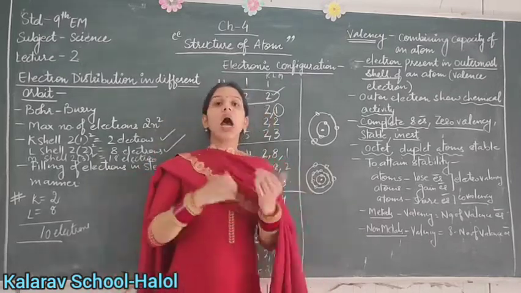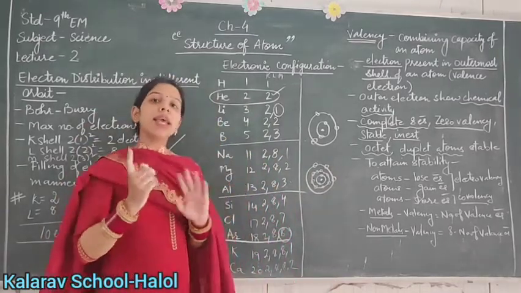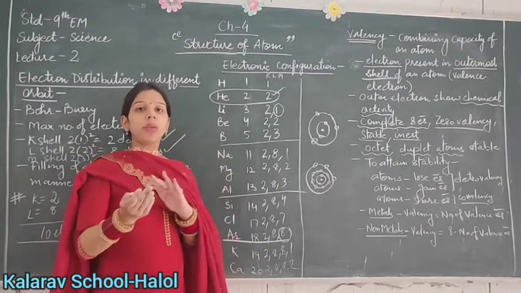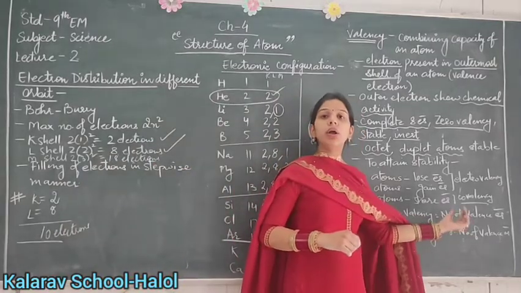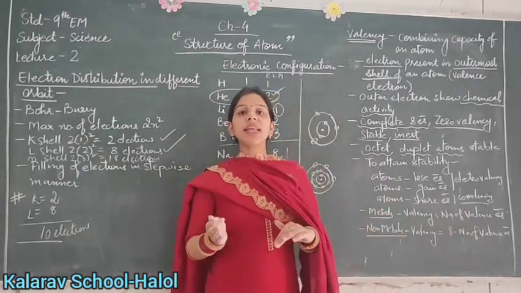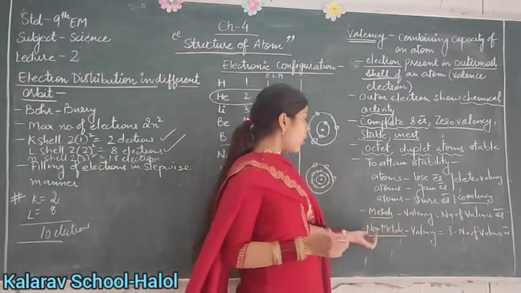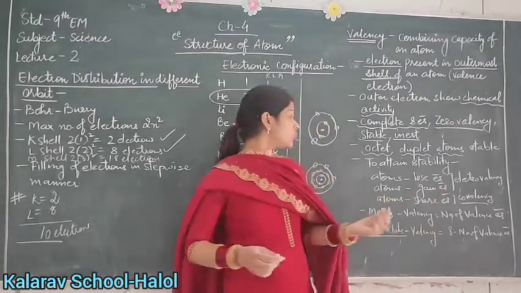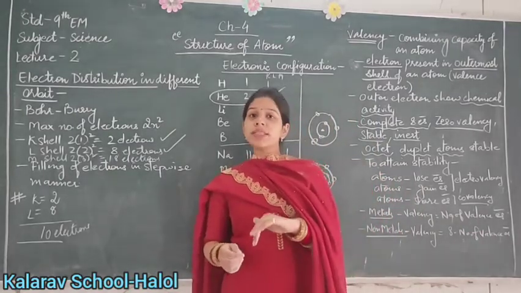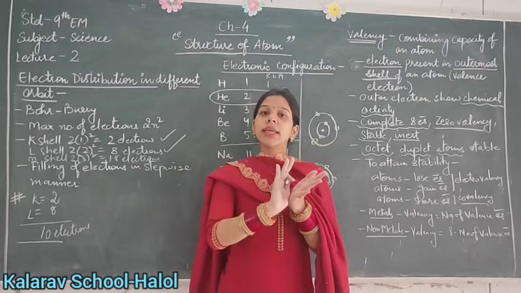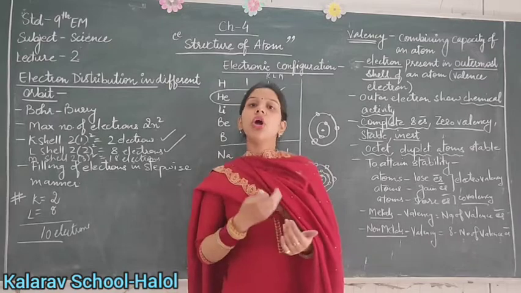Now the question is how valency is calculated. Here you can see valency is calculated differently for metals and non-metals. For metals, the valency is equal to the number of valence electrons, the electrons present in the outer shell. For non-metals, valency is equal to 8 minus the number of valence electrons. This is the valency for non-metals.